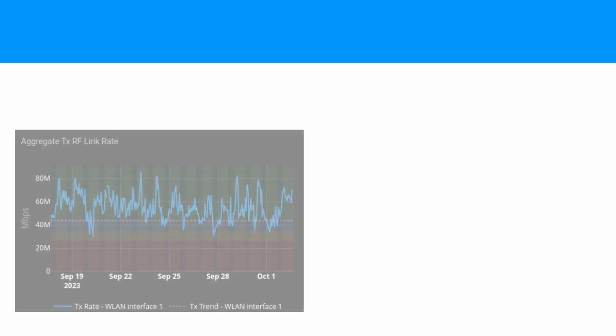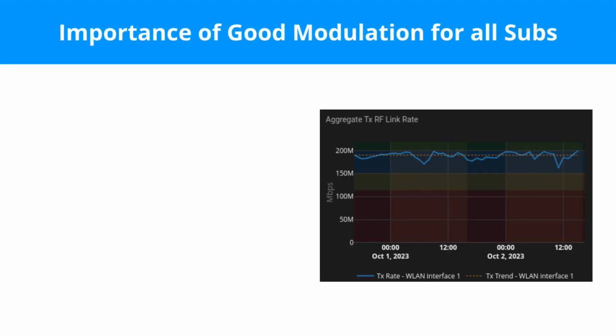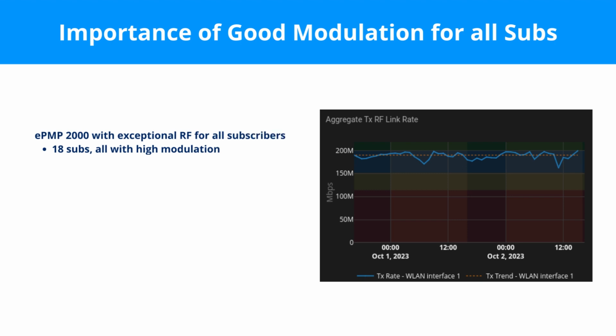As a quick aside, kind of related to this, but not directly, it is really important to have as good modulations on all your access points as possible. I went hunting and found an ePMP 2000 with really good RF conditions. Here are 18 subscribers, all with really high modulation. Notice that line, that's up at 200 megabits per second, not the 60 megabits per second that we've seen is effectively the normal best case. So this one here is really far up. This is probably like a 99th or 98th percentile AP.